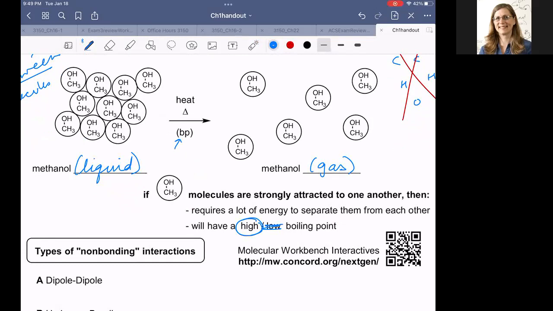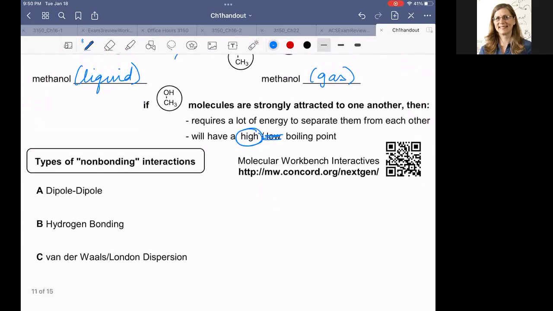So let's think about what kind of interactions we can have between molecules. We describe these as non-bonding interactions because there aren't bonds connecting the molecules, but there are attractions nonetheless. So there's 3 main effects that we're going to be looking at. One is called dipole-dipole, and that's what we have for polar molecules. So once we determine that a molecule is polar, then that's the attraction they can have with each other, called dipole-dipole.